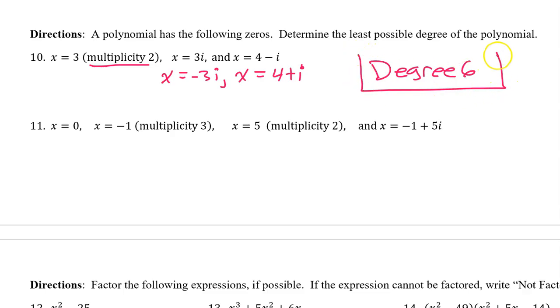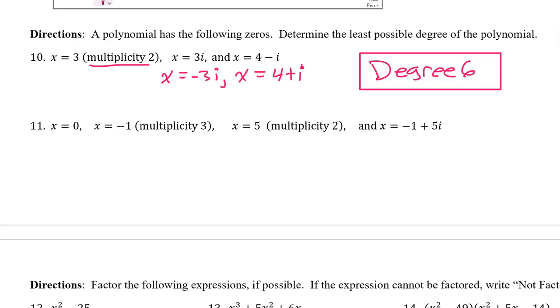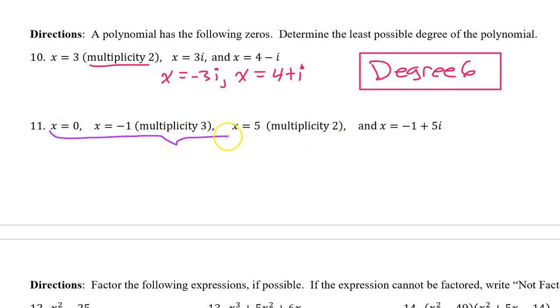All right, looking at number 11, let's use the same thought process. All right, so we have one real 0, another one with multiplicity 3. So that's 4 so far. Multiplicity 2. So that's 6 so far. So these all added together, there's 6 of these.